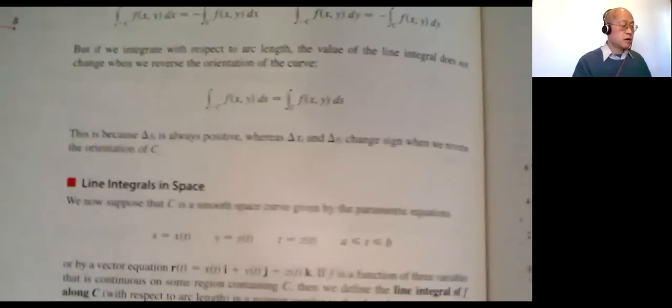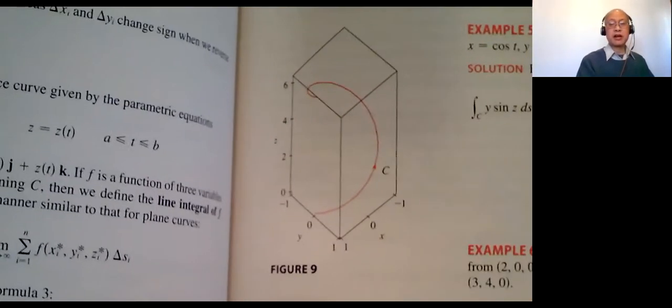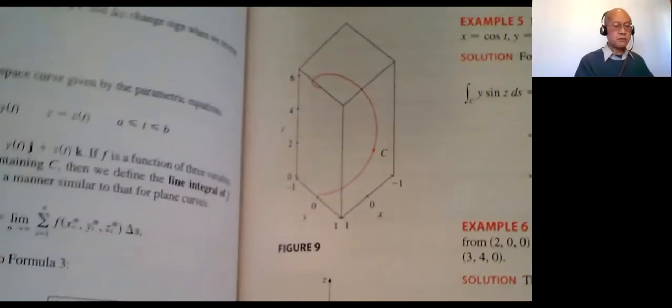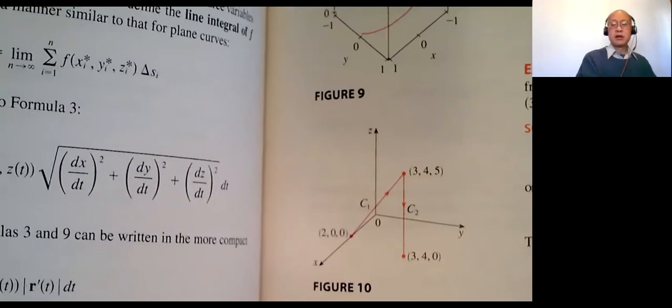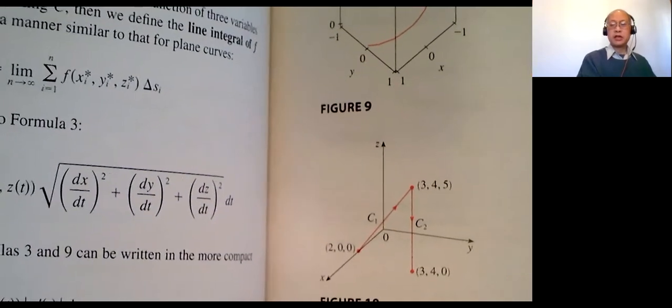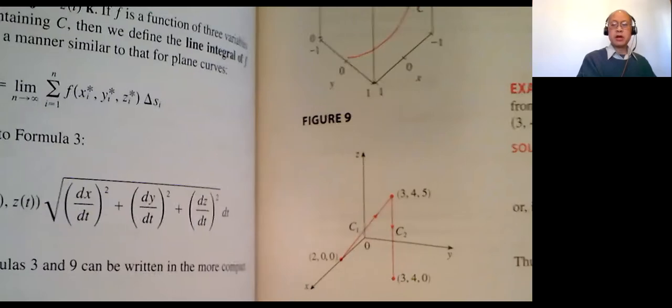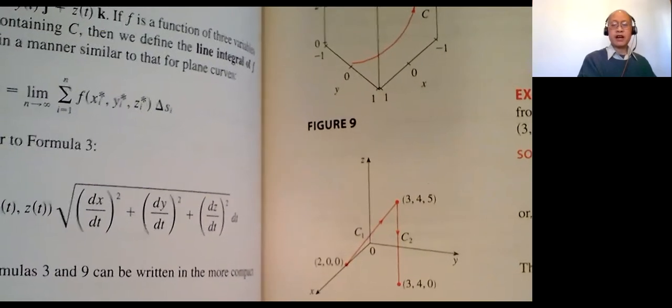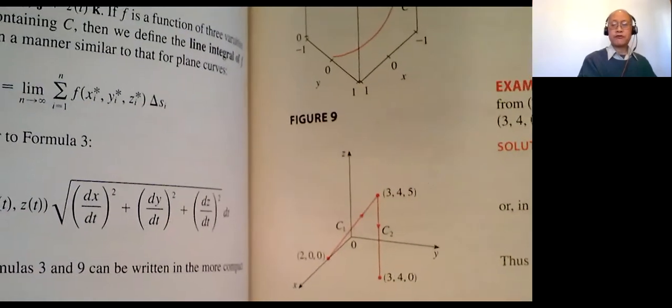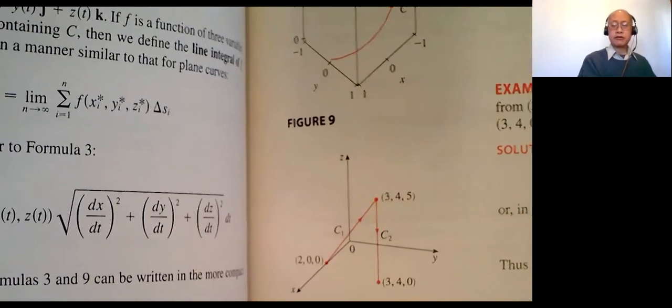Okay, so maybe we're integrating over something like that in space, figure 9, page 1081. Figure 10, you're integrating along C1 and C2. So it looks like in space, you're going from 2, 0, 0 in a straight line segment to 3, 4, 5. Then after that, you're going from 3, 4, 5, I guess straight down to 3, 4, 0.